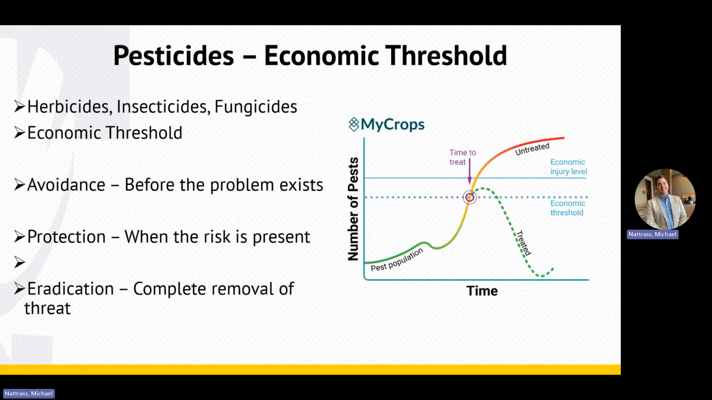So we have avoidance before the problem exists. We have protection when the problem is present. And then finally, eradication. We want to completely get rid of the problem. So economic threshold: at some point, we're going to run into a yield reduction because of this pathogen, this pest, this weed, this insect. And we have three options. We can make sure that the problem never exists. We can wait until the problem exists and spray only when that problem is there, because why spray something if the problem is not there? And then we can completely remove that threat.